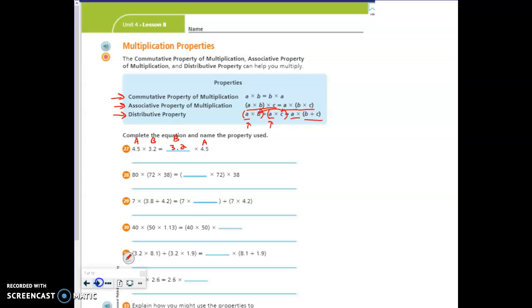So as we look at the examples down below, I've already done problem number 27 for you. If you look at problem number 28, excuse me, we are missing the number 80 in that next problem, and that is an example of the associative property. It's possible that somebody is able to multiply the 80 times 72 more easily, and so they want to do that and throw the parentheses around the first part of that problem instead of the second part. We will end up with the same answer.